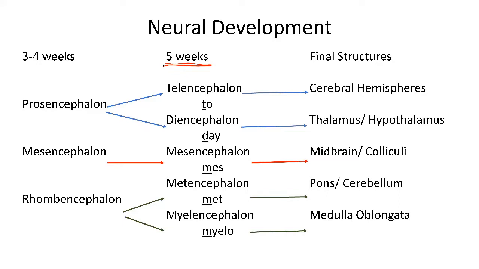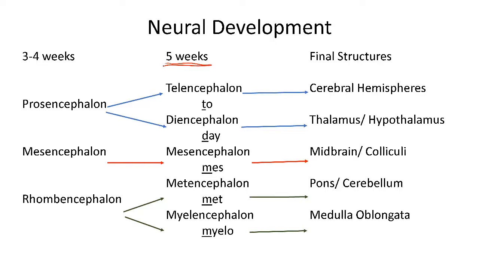The telencephalon then will develop into the cerebral hemispheres, all the lobes, as well as the corpus callosum. The diencephalon becomes the hypothalamus and the thalamus, and another structure called the epithalamus, which I'll go into. The mesencephalon becomes the midbrain and the colliculi. The metencephalon becomes the pons and the cerebellum, while the myelencephalon becomes the medulla oblongata.